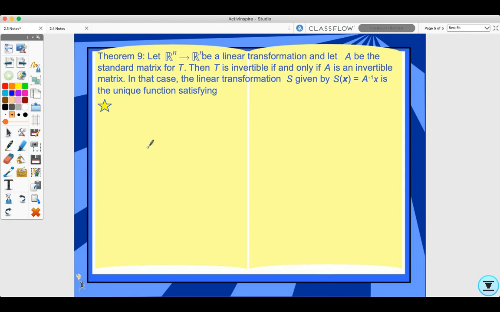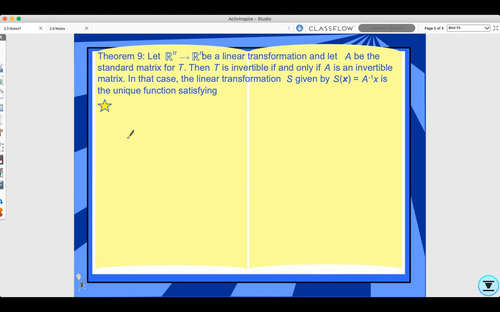Theorem 9. Let T from Rn to Rn be a linear transformation and let A be the standard matrix for T. Then T is invertible if and only if A is an invertible matrix. In that case, the linear transformation S given by S of X equals A inverse X is the unique function satisfying S of T of X equals X for all X in Rn, and T of S of X equals X for all X in Rn.